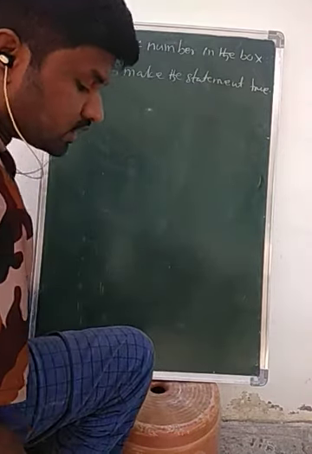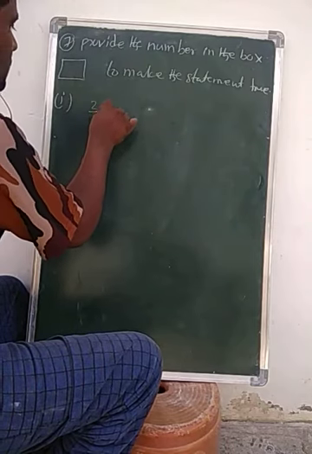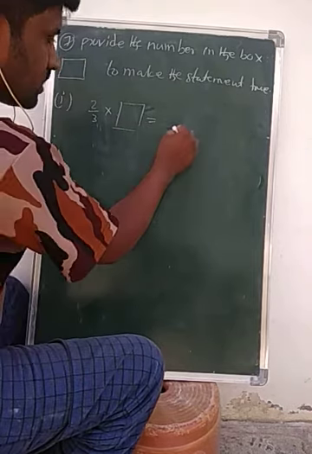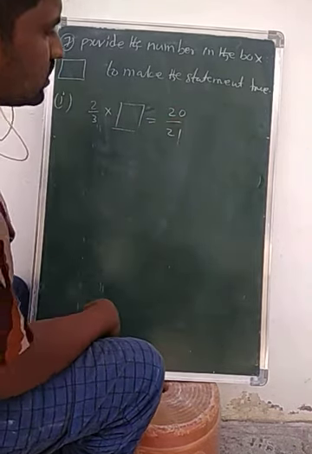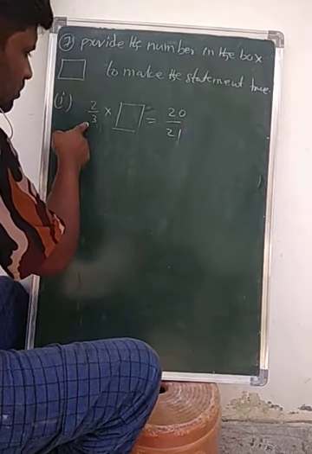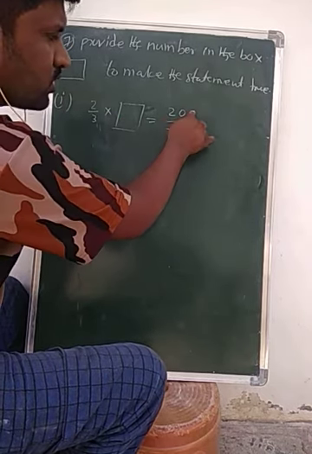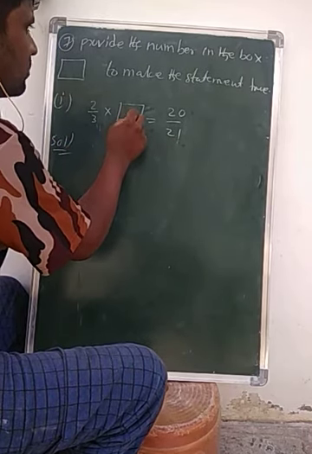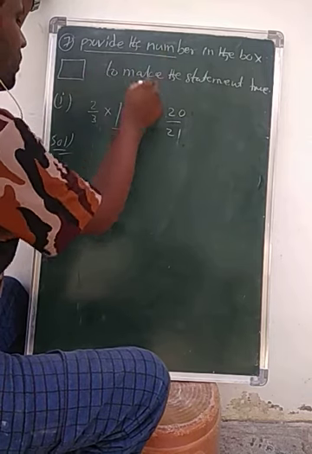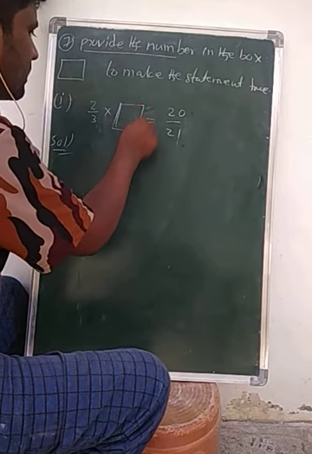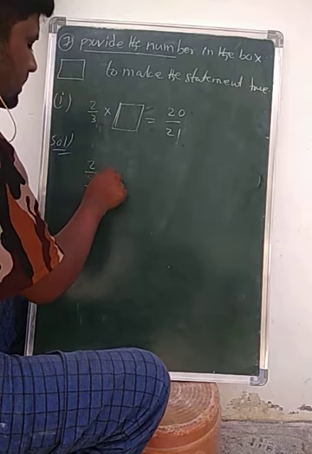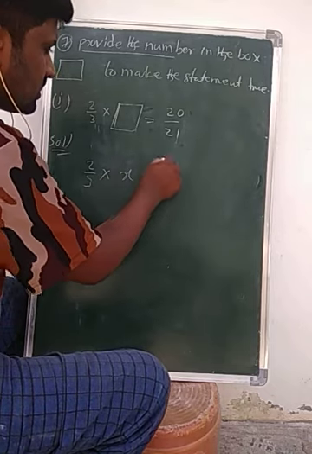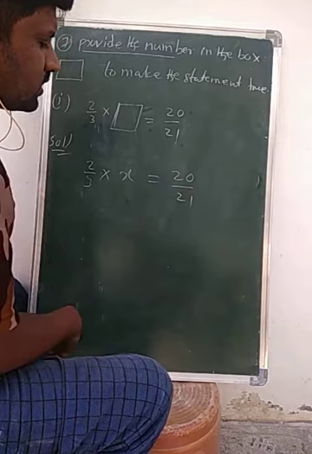In that first question, it is given: 2 by 3 into the empty box is equal to 20 by 21. Okay students, clearly in this place we have to provide a number, but we don't know the number now. That's why in the place of the box I am taking x. 2 by 3 into x is equal to 20 by 21.